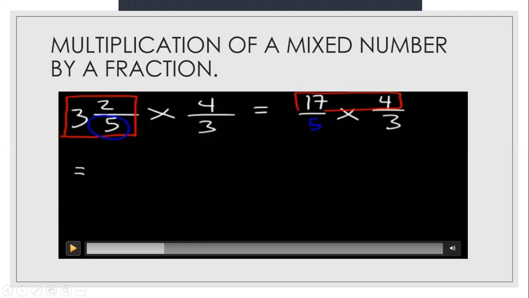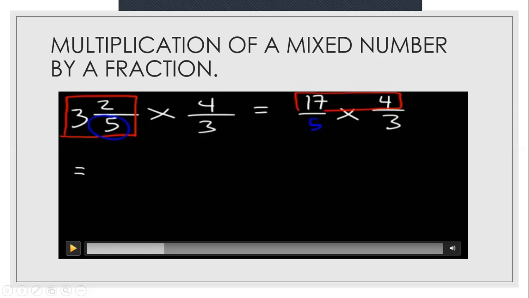17. See, students, here also in this example, 17 and 3 are not divisible by the same table, as both are prime numbers. Here 4 and 5, which are written in cross, 4 is a composite number, but 5 is a prime number, and they are not coming in the same table, right? So it cannot be cancelled.